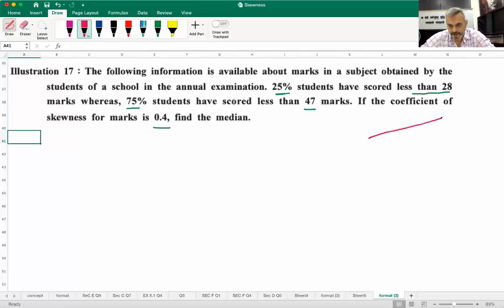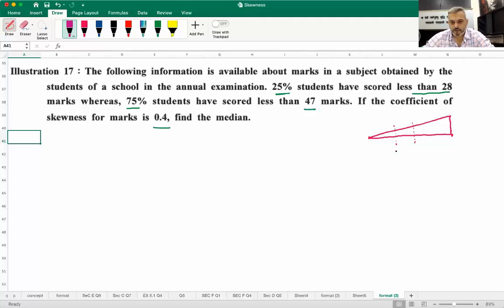Say students are arranged in ascending order, like this. So the student over here has the minimum marks and the student over here has the maximum marks. Now 25% of students have scored less than 28. So this complete area is 100%, this is 50%, this is 25%. So 25% of students have scored less than 28.